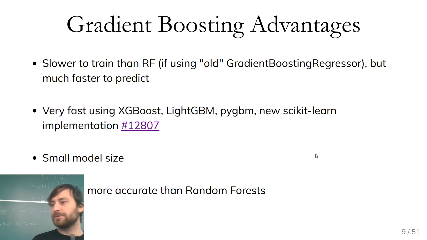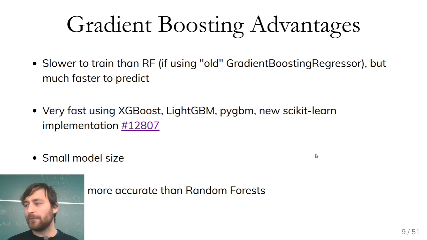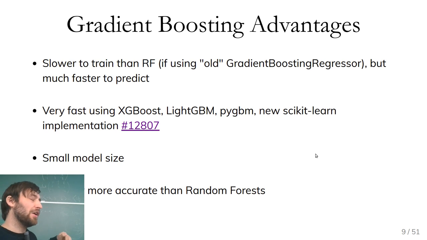All right, so why is gradient boosting great? Under advantages, in scikit-learn, the current gradient boosting implementation is actually quite a bit slower to train than a random forest, because it is not multicore. But even the old gradient boosting implementation in scikit-learn is much faster to predict than a random forest. It's much faster to predict and much smaller in memory, because the trees are usually very shallow, and you need much fewer of them than you would need in a random forest.